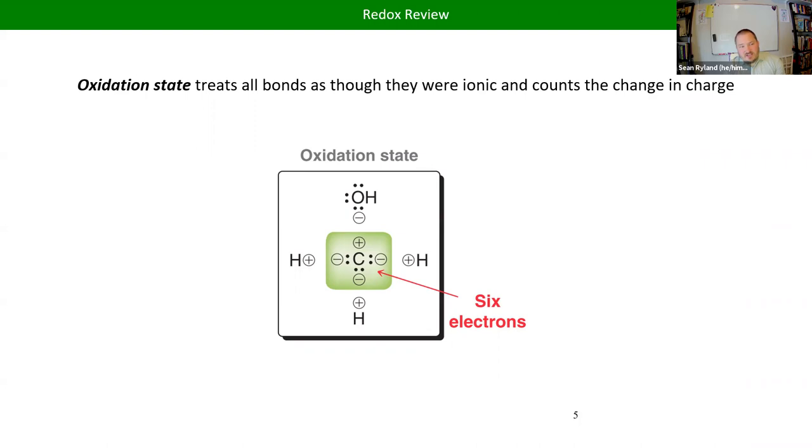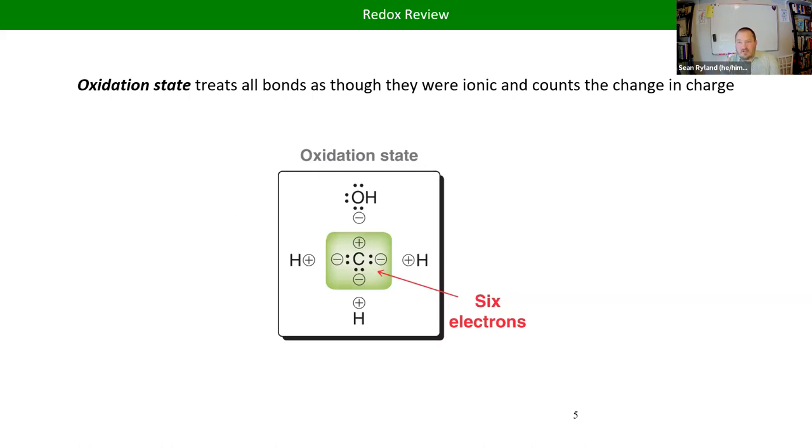Oxidation state is not actually talking about the charge on an atom. When we talk about oxidation state, we're talking about how much access each atom has to the electrons around it. So we basically are going to treat every bond as though it was ionic. For every covalent bond, we're going to treat it as though whatever's more electronegative controls all of those electrons, as though they're not being shared.